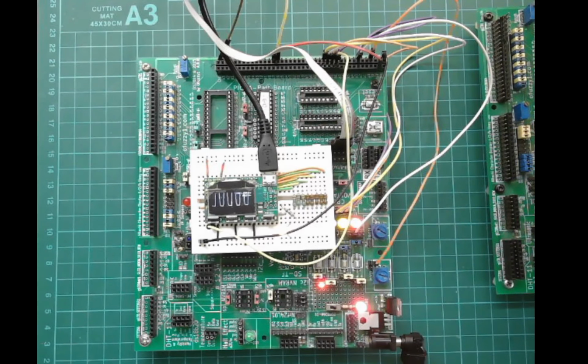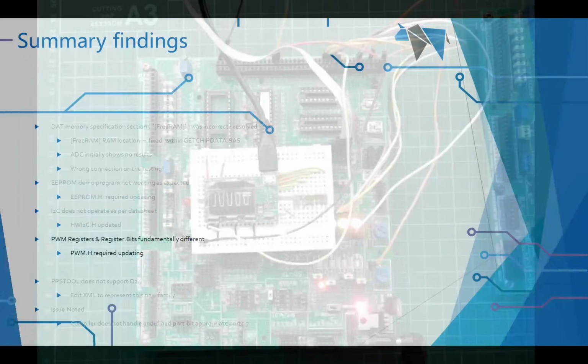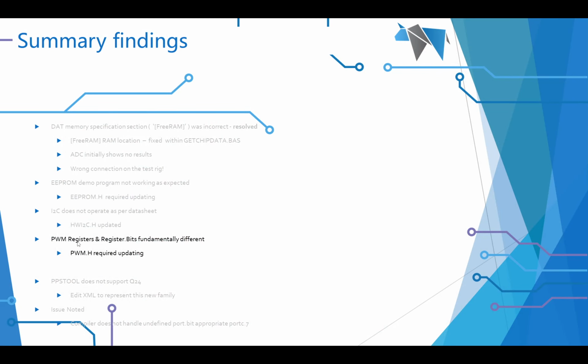Let me go back to my PowerPoint. So PWM registers and register bits are fundamentally different. There is a difference in them. There may be others, but I didn't detect any others. But I changed pulse width module PWM.H. I just put that little if defined to make it work for us. And now it'll work for anything that uses that format in the future.